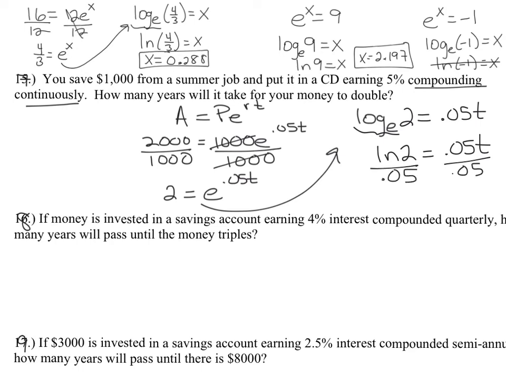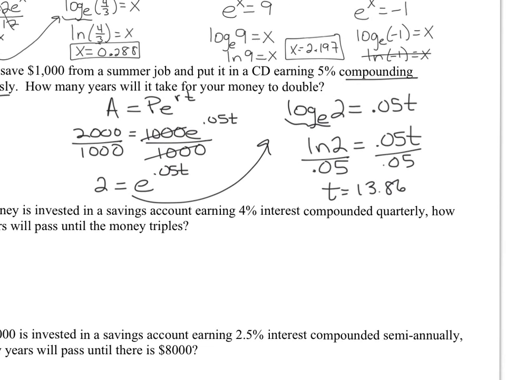So you'll type in the natural log of 2 divided by 0.05. And you should get a time of approximately 13.86 years.